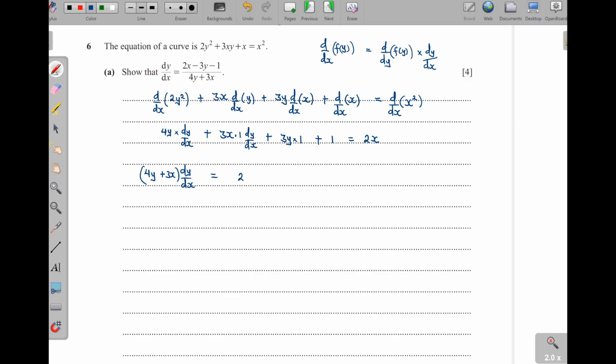Then the rest of the terms that do not have the dy, I take them to this other side. So this is 3y. When it crosses, it's a minus. And then 1, when it also crosses, it becomes a minus. So that simply implies that our dy dx is going to be equal to 2x minus 3y minus 1, then we divide by 4y plus 3x. And this is exactly what they have told us to show here.